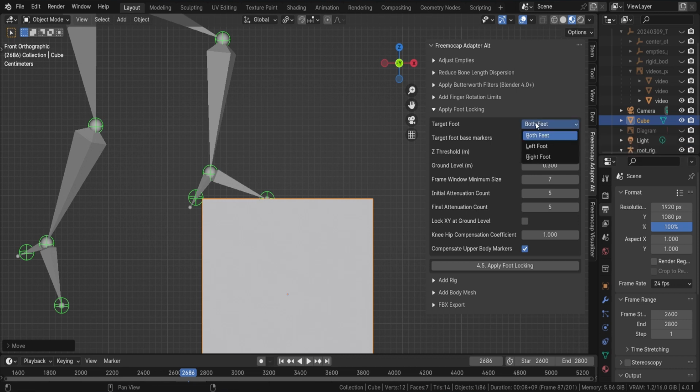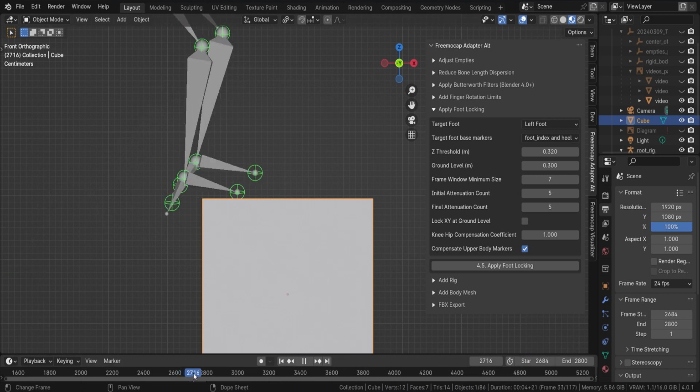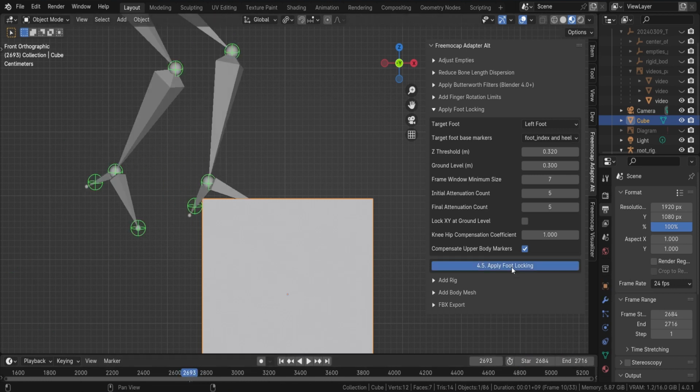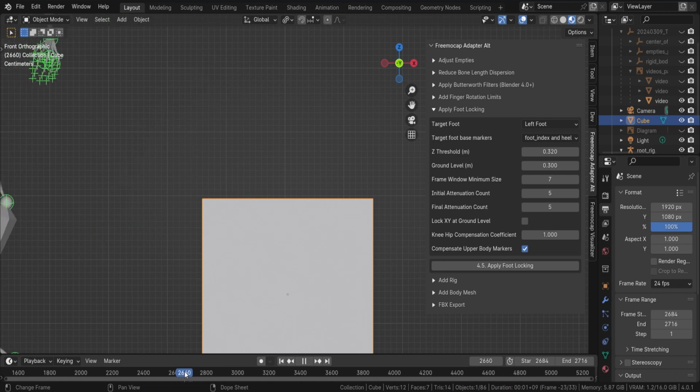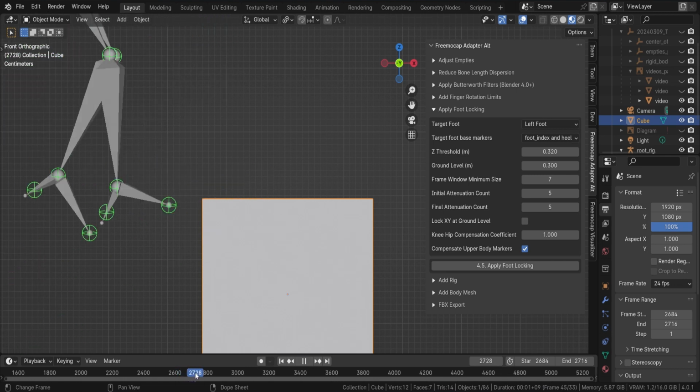We will do the left foot, as both feet don't move equally. We set the frame range of the movement and execute the function. Now the left foot markers don't cross the level of the block when stepping over it.